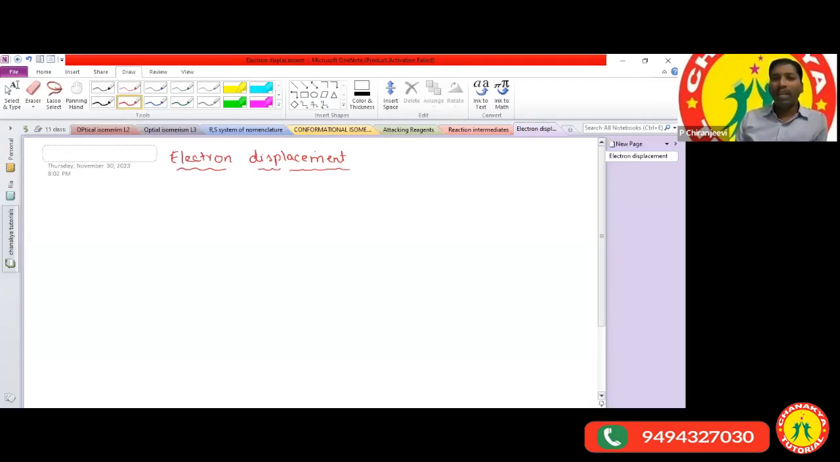So first of all, what is meant by the electron displacement reaction? If you take any organic molecule, based on the attacking reagent, the electrons are shifted to one side or the other. Which electrons are shifted? Either sigma electrons or pi electrons. What is meant by sigma electrons? Which we call sigma electrons, Aditi?